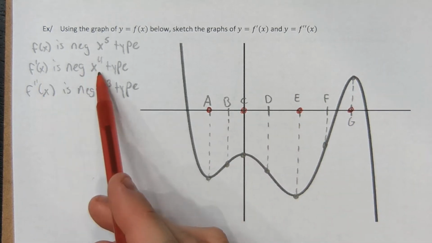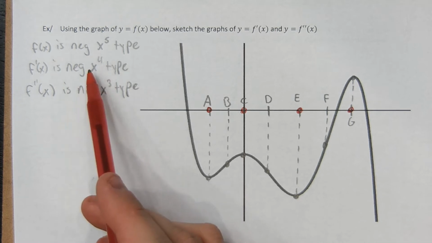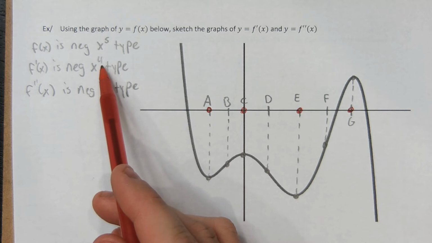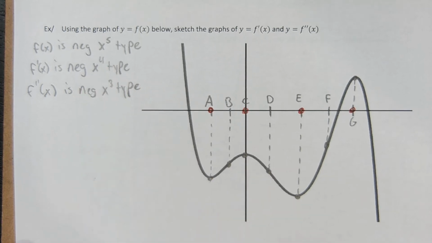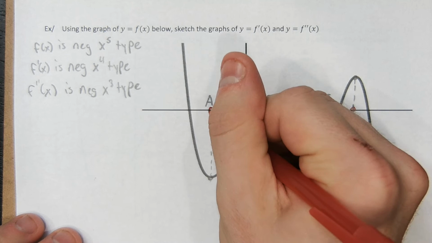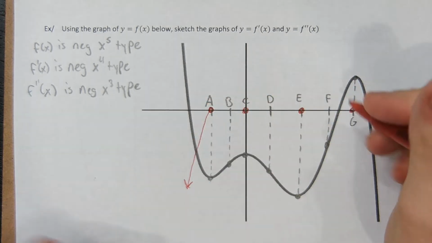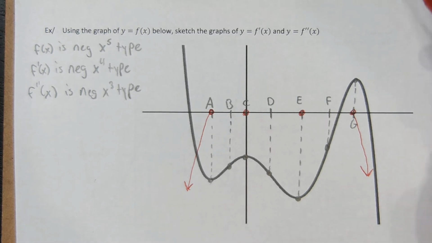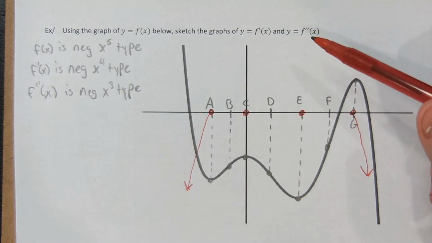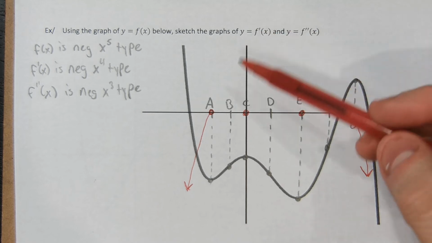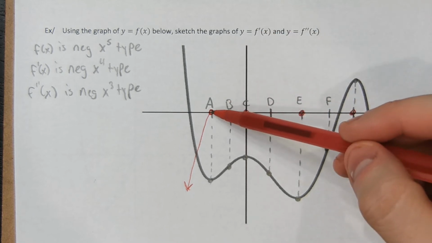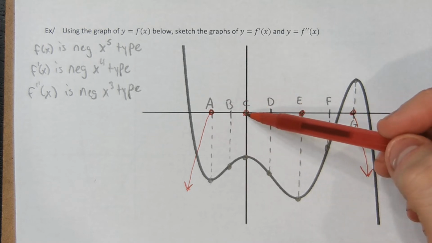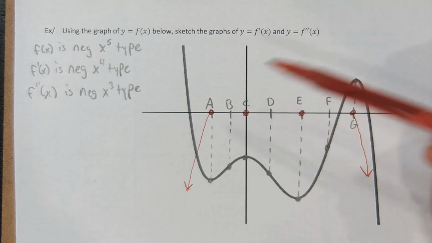f prime of x is a negative fourth degree type. Well, fourth degree polynomials are even degree, so their endings point the same direction, either both up or both down. And since it's negative, we know they're both down. So we're going to get a shape that looks like this. Okay, now let's see what's going on. Well, I know I'm going to have to cross through and then come back down. But how did I know? Okay, well, let's talk about it.